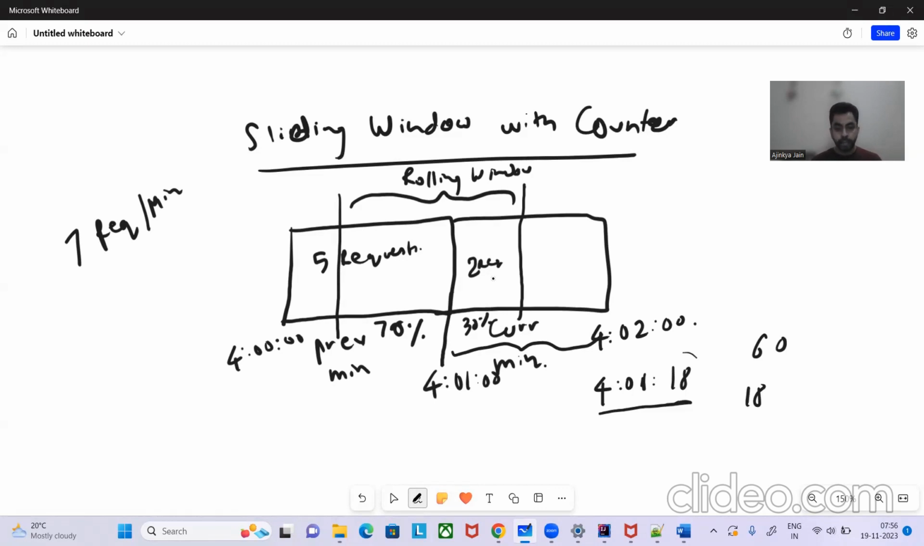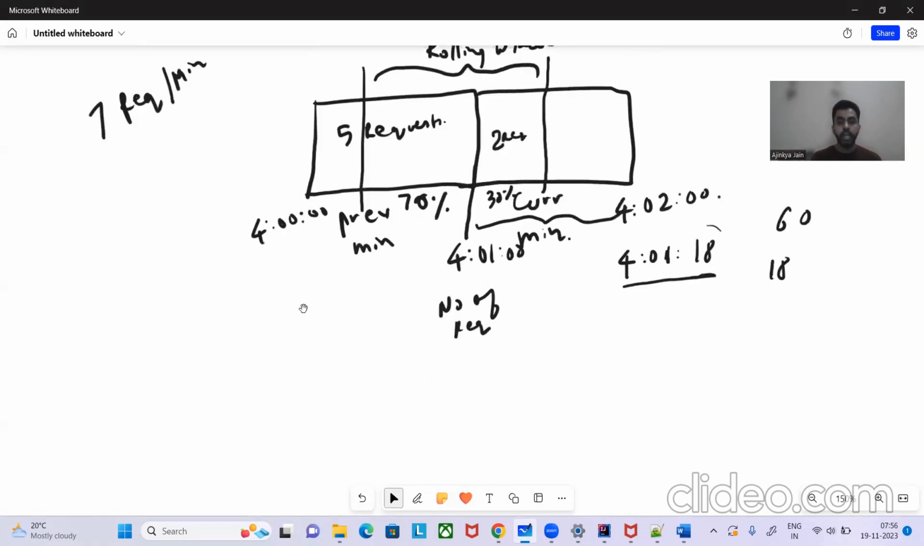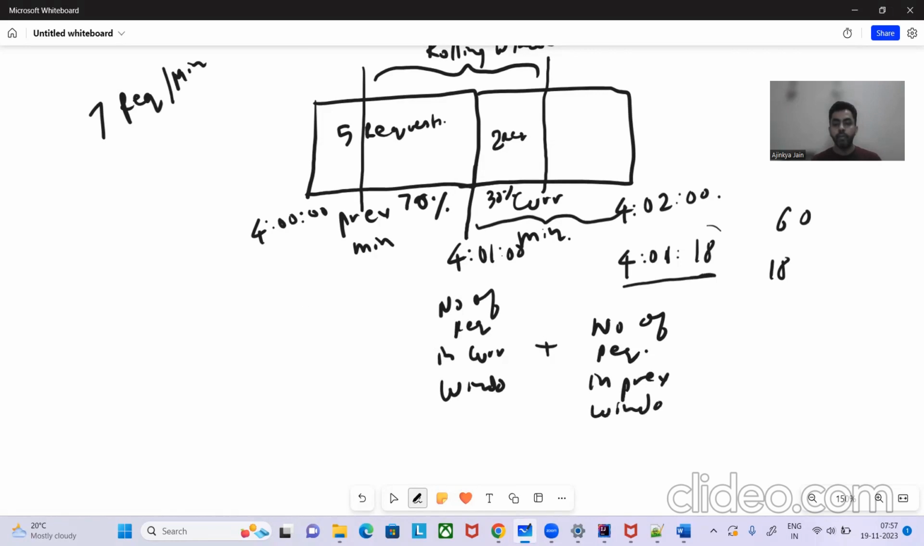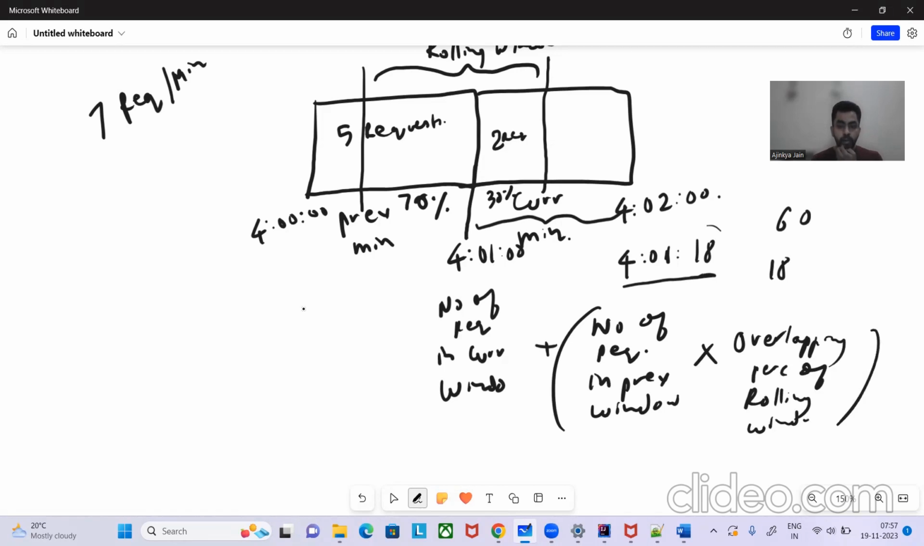The formula is: number of requests in the current window plus number of requests in the previous window into the overlapping percentage of the rolling window. Requests in the current window: two requests plus one request at 18 seconds, that is three requests. In the previous window there were five requests.